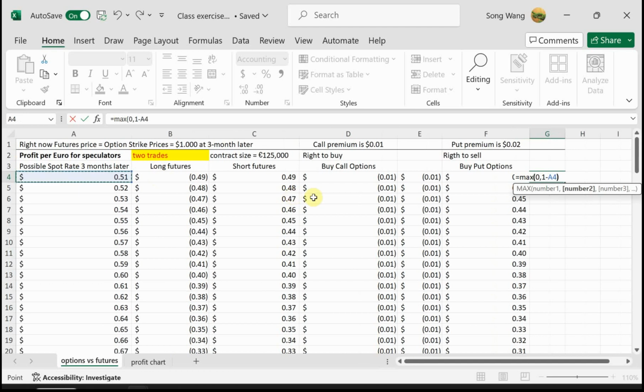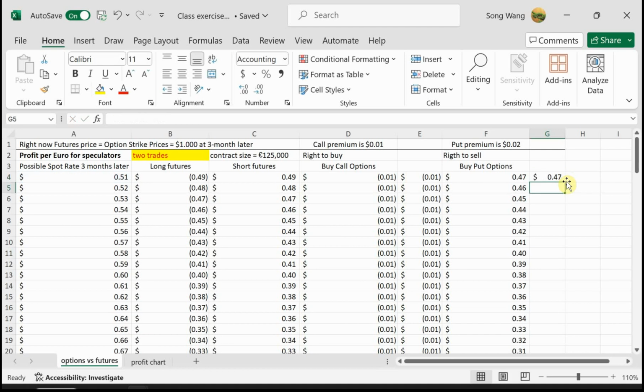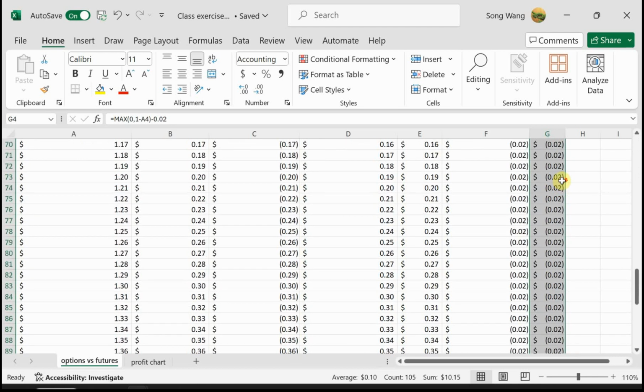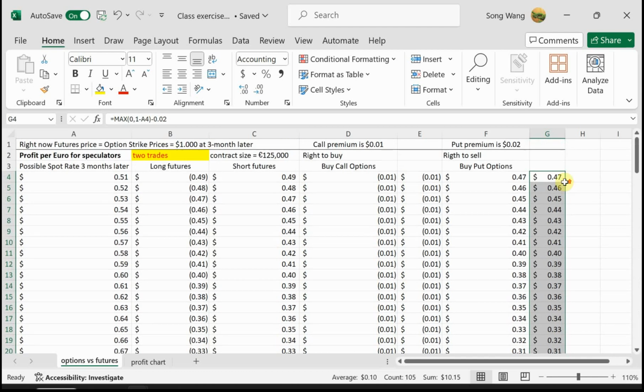So as a speculator, if you play with the put option, that means you will sell at the strike and simultaneously buy at the spot. When you sell, you receive, that's positive. When you buy, you pay, that's negative. And no matter what, you have to pay the premium. So you can see that's how you use this max function to get the profit based on different spot rates.